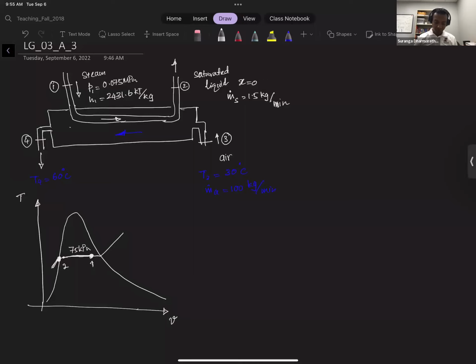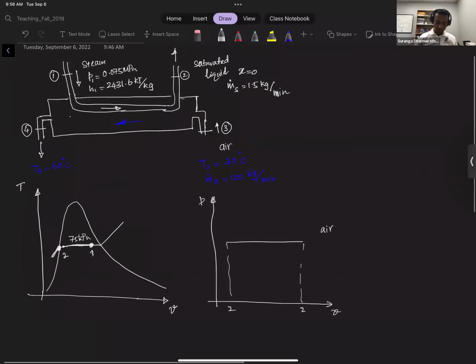It goes from 30 degrees Celsius to 60 degrees Celsius. But you cannot represent that with the vapor dome. You need a separate diagram to show that. So if I draw it on a PV diagram, that's going to be a constant pressure process. It's like this, 1 to 2. This is for air.